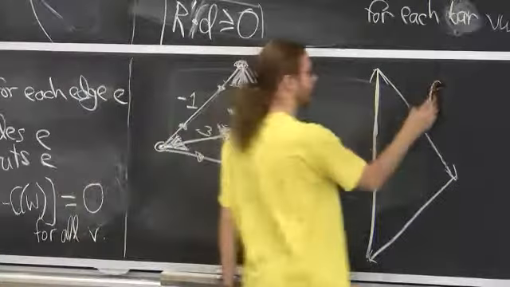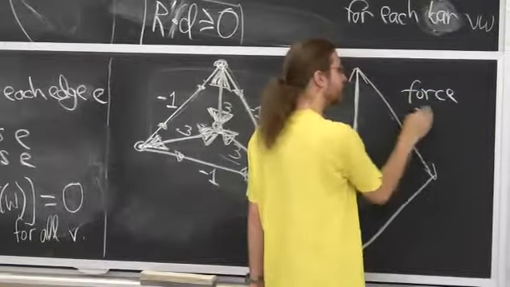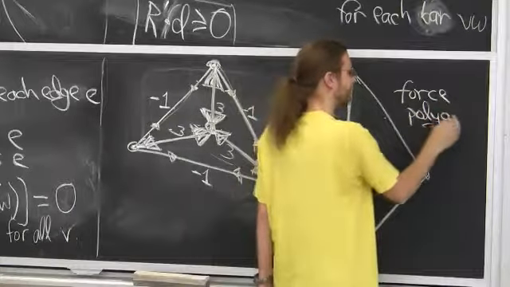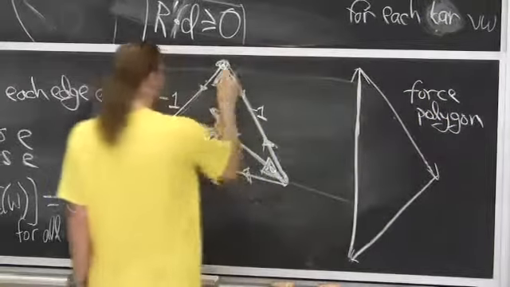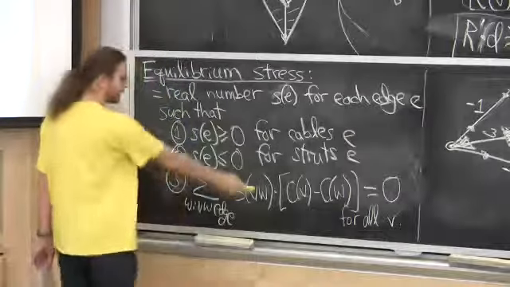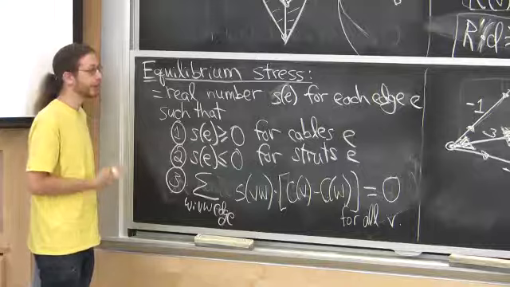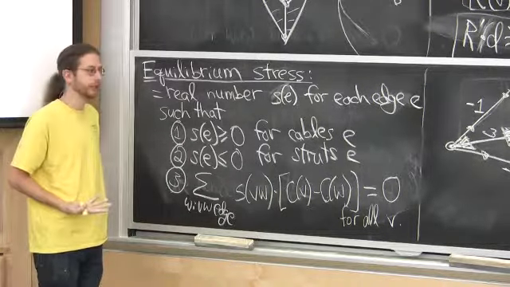Okay, that's the force polygon. So you can just check this. It's a geometric condition, if you will, that each vertex is stationary. That is the notion of being in equilibrium. And this is just the algebra to write that down. Now, what the heck does this thing mean intuitively?